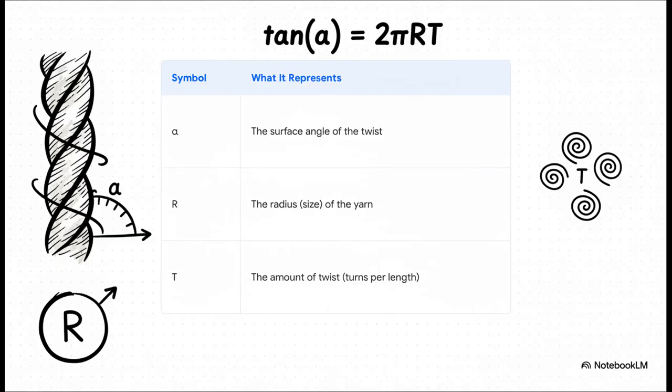It's actually pretty straightforward. The tangent of alpha, which is just the angle of the fibers on the surface, is equal to 2 times pi times r, the yarn's radius, times t, the amount of twist. This one equation beautifully connects the yarn's thickness, how tightly it's twisted, and the final angle of the fibers. It's the whole blueprint in one line.